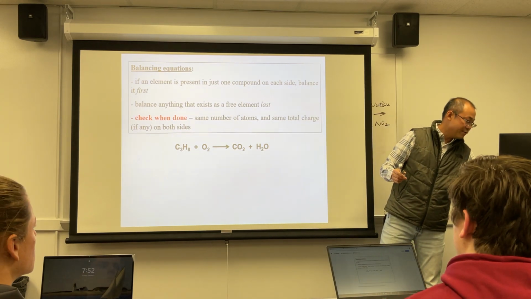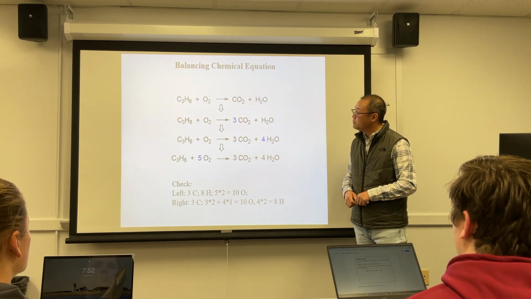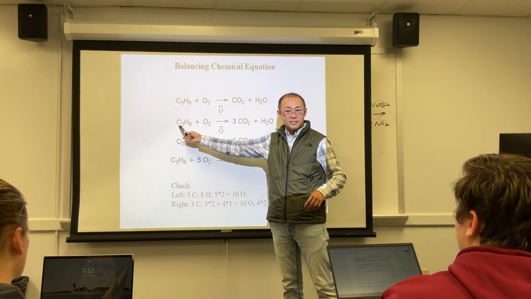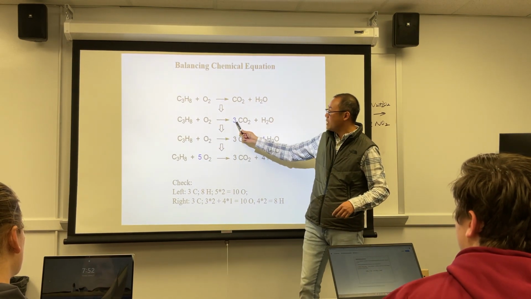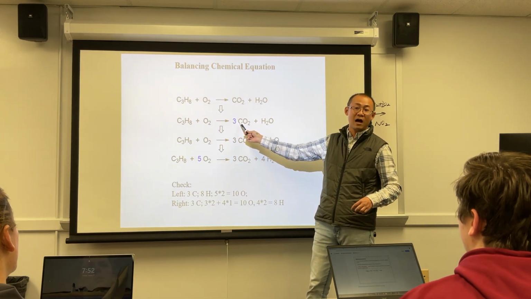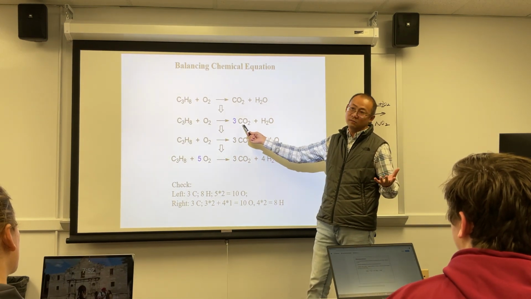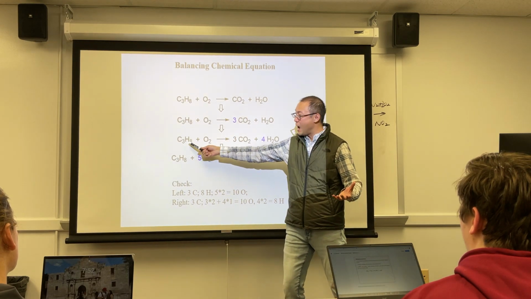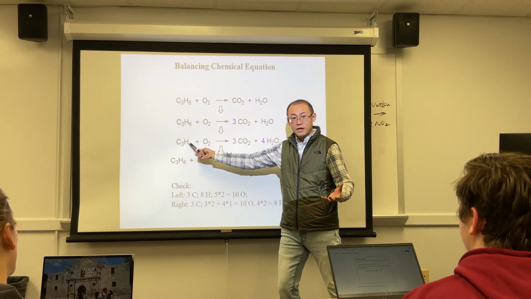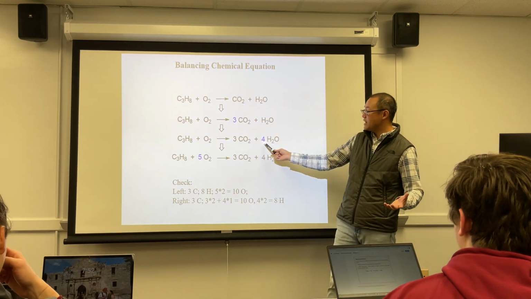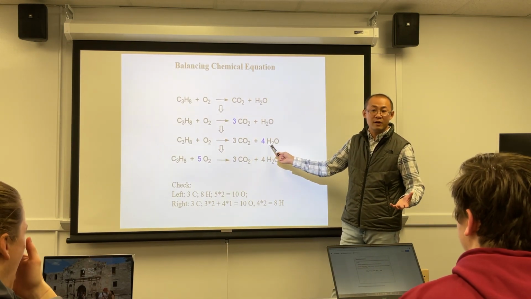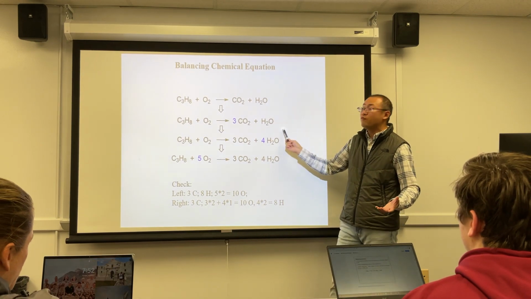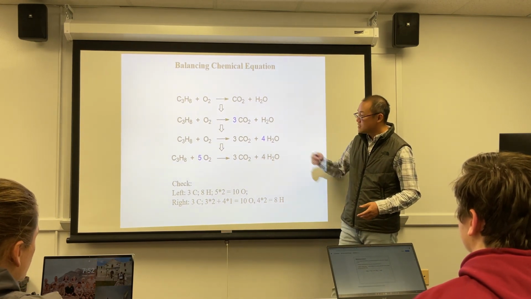I think I have a flow here. Okay, I don't need the drawing board. First, there are 3 carbons here, right? So in order to make 3 carbons, I need to put a 3 in front of carbon dioxide. And next, 8 hydrogens. In order to make 8 hydrogens in water, I need to put 4 here, because 4 times 2 is 8. 4 means 4 waters. That's 8.